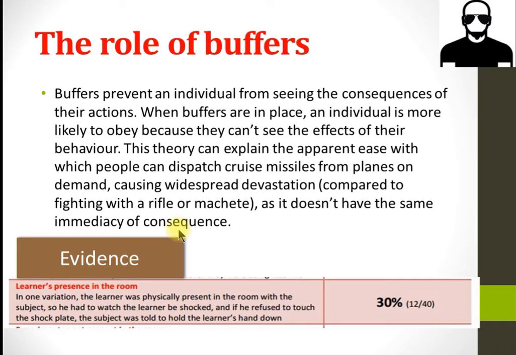Learner's presence in the room, then. Evidence of this comes from this variation. The learner was physically present and they had to hold their hand down. Obedience rates dropped when there were no buffers between the learner and teacher.